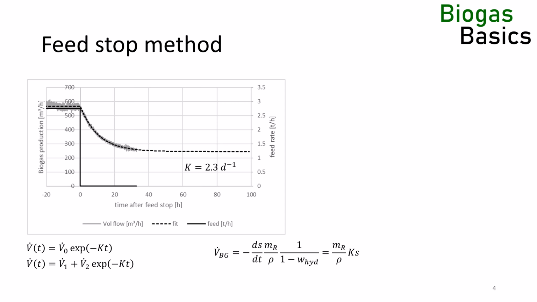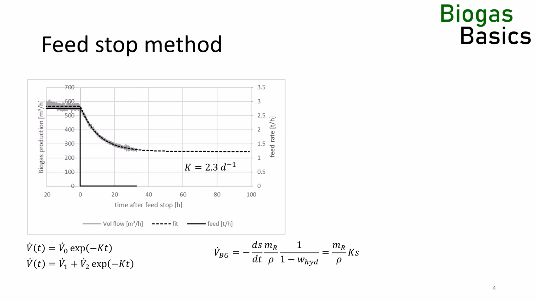The rate of substrate change is minus k times the substrate concentration times a stoichiometric factor, 1 over 1 minus w height. We set this stoichiometric factor to 1 for now. Minus, because as substrate is consumed, biogas is produced. The formula becomes: biogas production is mass of digestate divided by density, times reaction constant times substrate concentration.